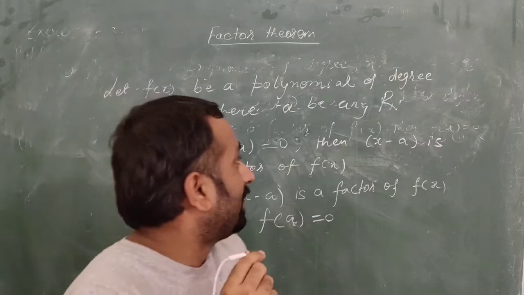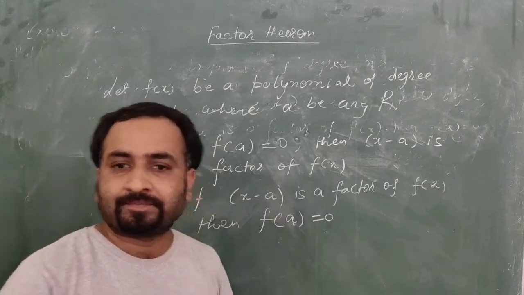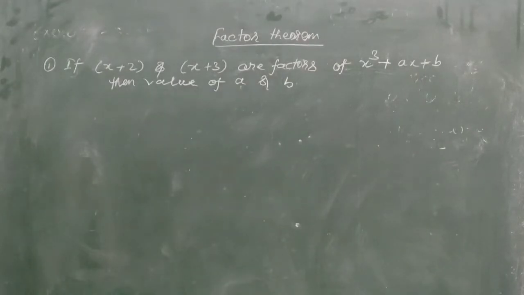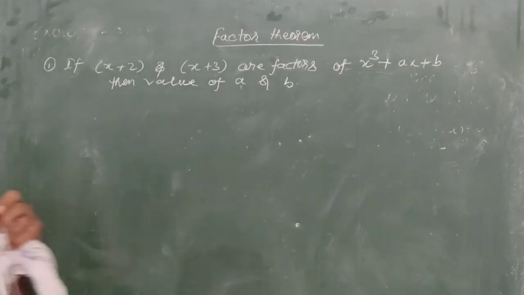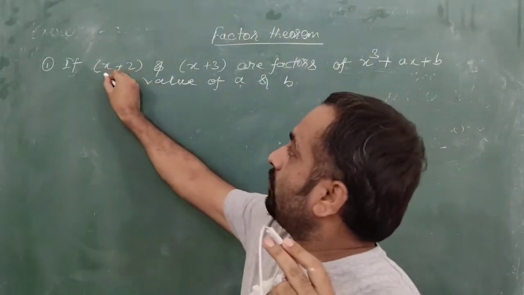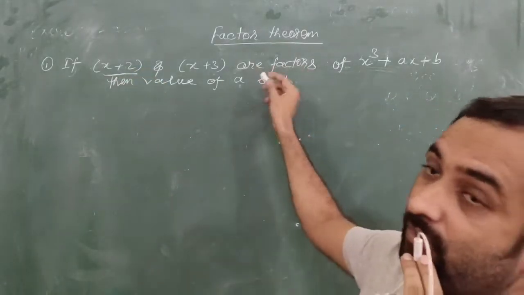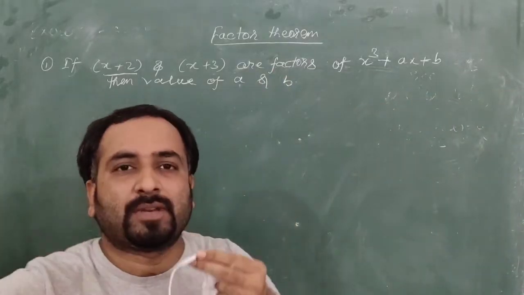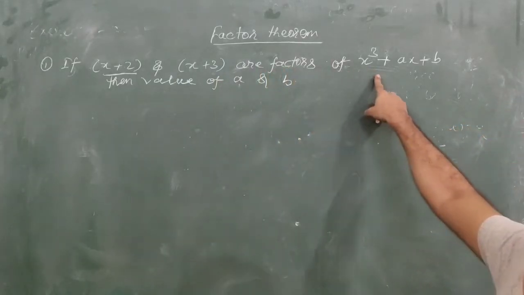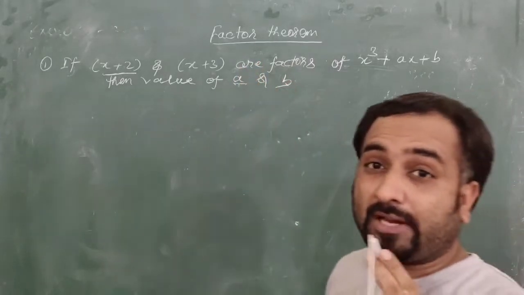Now I will give you a question which is related to the factor theorem. Write it down on your copy. So students, we have a question. Here two things are given actually. The complete question is: if x plus 2 and x plus 3 are factors of x cube plus ax plus b, then we need to find out the values of a and b.